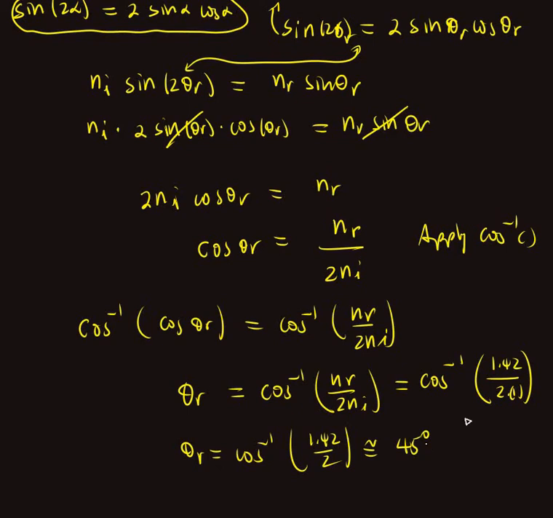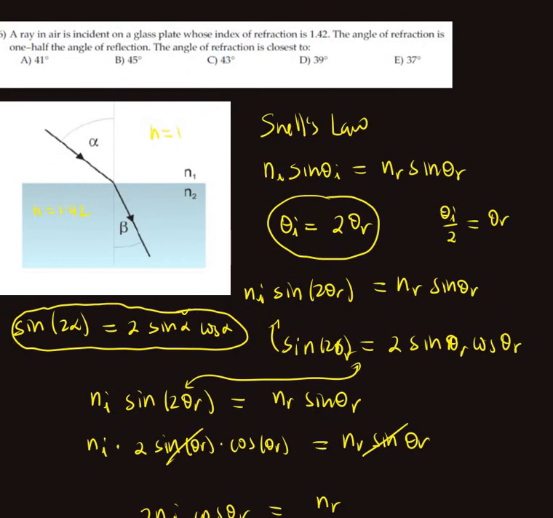So the answer for this problem, the angle of refraction, is what? 45 degrees. Here it is, B. And actually, if you want to calculate how much the angle of incidence is, it will be 45 divided by 2, which is 22.5. Okay, see you on the next problem.